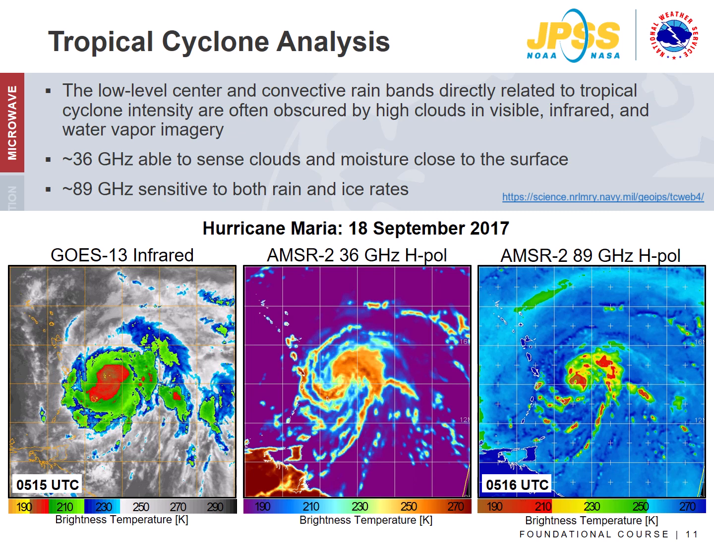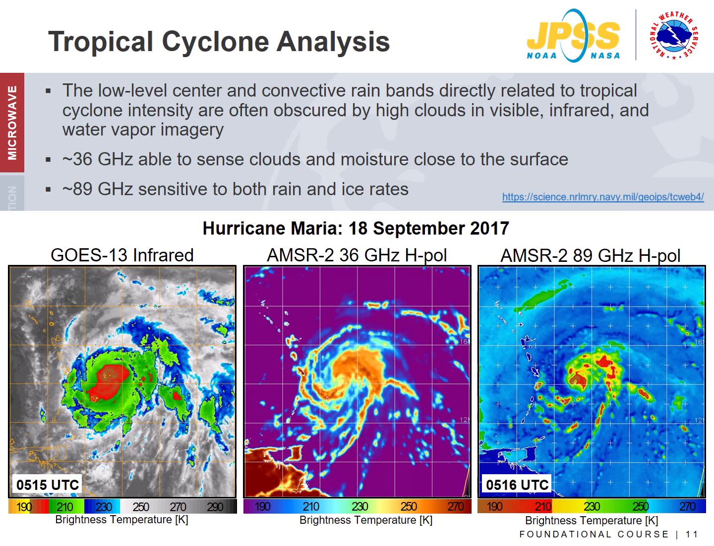The organization of the low-level center and convective rain bands directly relate to tropical cyclone intensity early in storm development, but these are often obscured by high clouds in the visible, infrared, and water vapor imagery. This central dense overcast scene type can be seen in the infrared image.